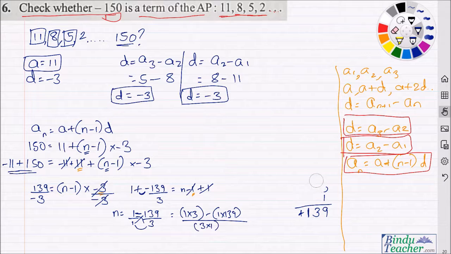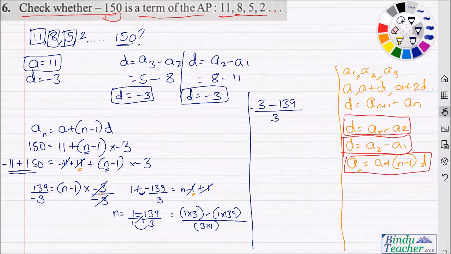Okay, so let me erase and make some place here. So we have 3 minus 139 divided by 3 equals, so 3 minus 139 is minus 136 divided by 3. Okay, so the value of n that we got is minus 136 divided by 3.